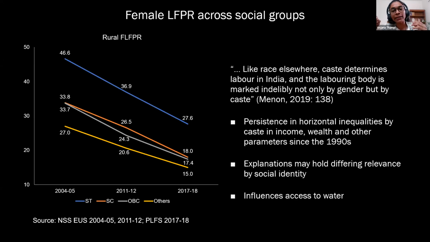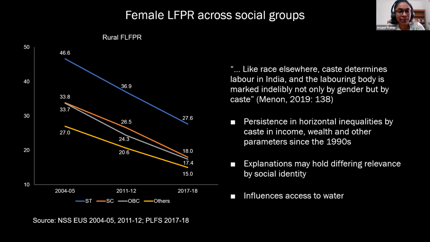The second critique that I want to make of the traditional approaches towards explaining the decline is that it's usually spoken about in terms of applying to all females. And with respect to this, like race elsewhere, caste is terribly important in terms of explaining not just labor, but actually pretty much everything that you could think of in the context of India. And there have been studies which have tried to look at the persistence in horizontal inequalities in various economic parameters like income and wealth and so on.